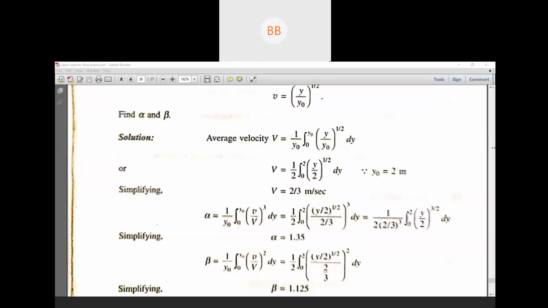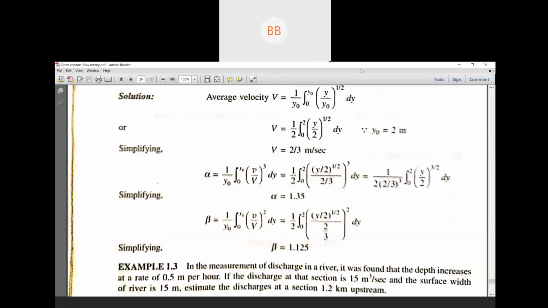Okay. So similarly, you try to find out the alpha value. Similarly, this equation we have already derived. This is for rectangular channel for energy coefficient. Here also, in place of y naught, you substitute 2 meter that is given in the question.